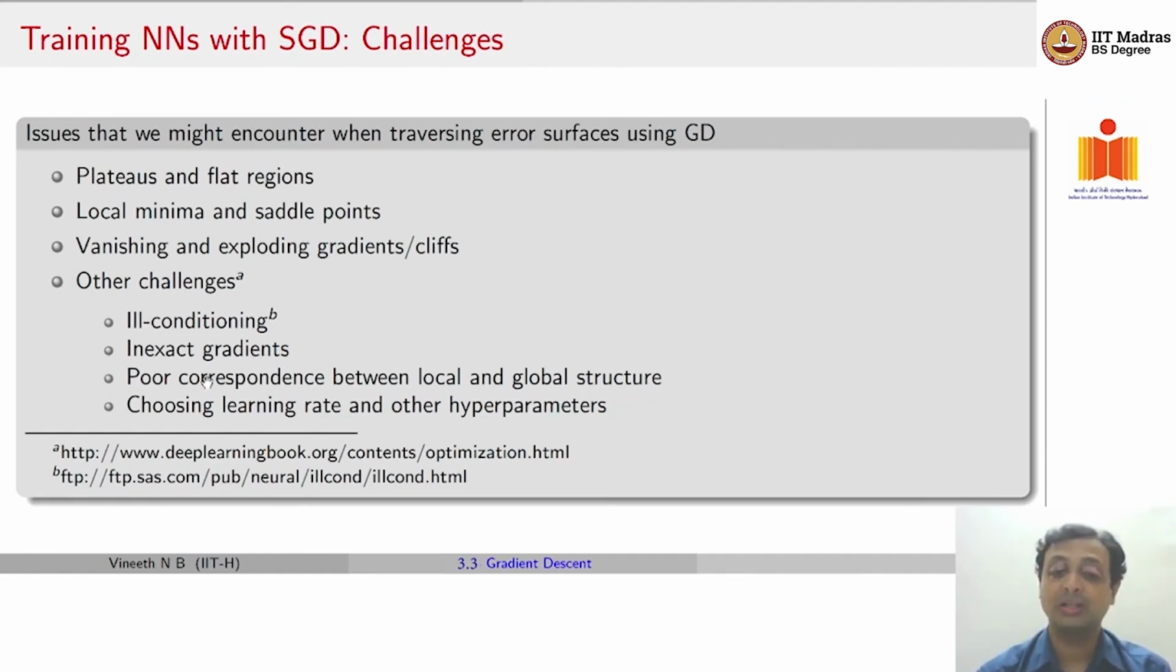There could be poor correspondence between local and global structure, which means you have a global error surface and you want to get to the global minimum, but the local region in which you are in may not really correspond with that global structure and you will be stuck trying to handle the undulations in that local structure. Choosing the learning rate and other hyperparameters like the momentum hyperparameter or the decay rate are also problems to deal with.